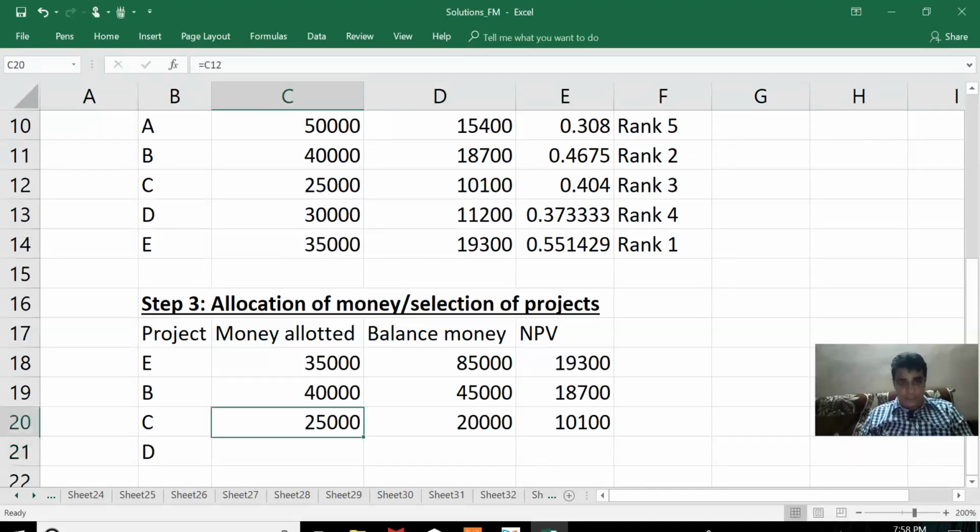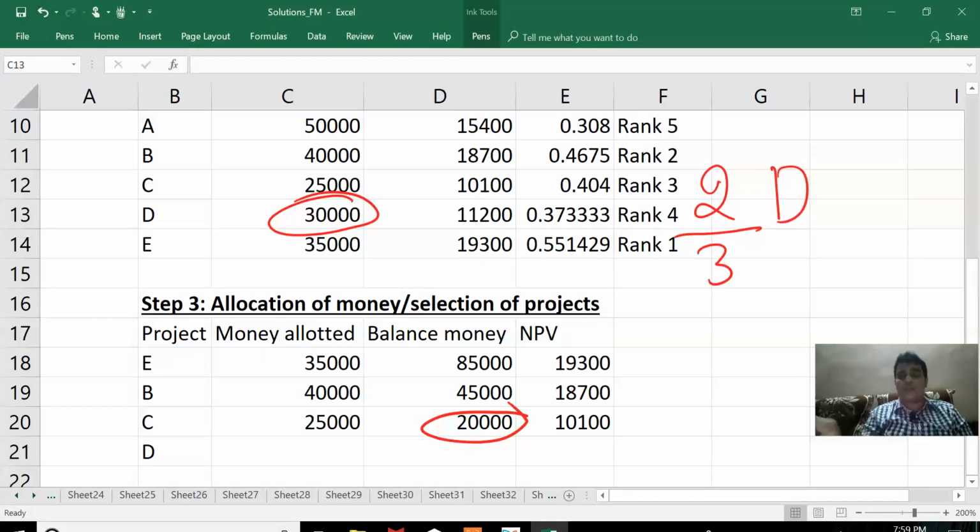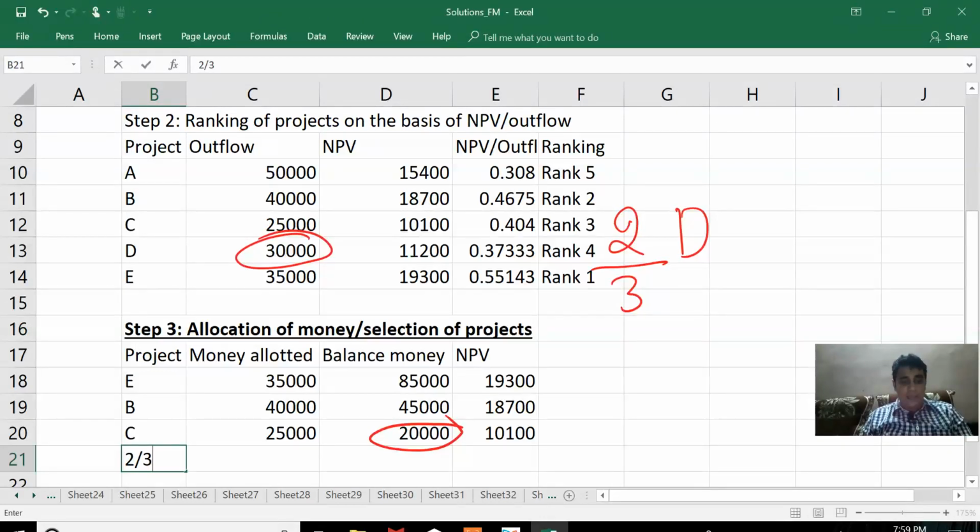Now unfortunately D needs 30,000, whereas you have only 20,000. It means you cannot do the entire project D. Then what can I do? It's a divisible project, so I can do 2 by 3 of D. What is 2 by 3 of D? I have 20,000. The project requires 30,000. So you cannot do the entire project, but you can do a part of the project. So my next project is not technically D. It is technically 2 by 3 of D.